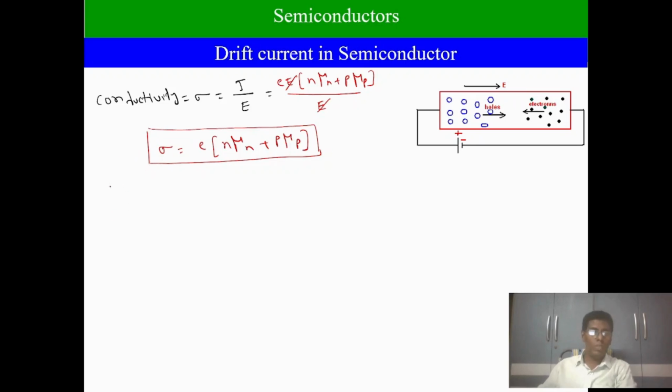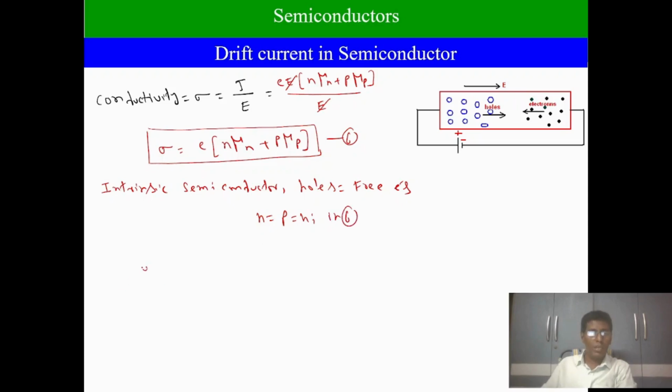Now suppose the given semiconductor is an intrinsic semiconductor. In the previous session I explained that an intrinsic semiconductor always has an equal number of free electrons and holes. Therefore, I am substituting the electron number n and hole number p equal to ni. Let us consider this as equation number 6. Now I am going to substitute n equal to p equal to ni in the sixth equation.